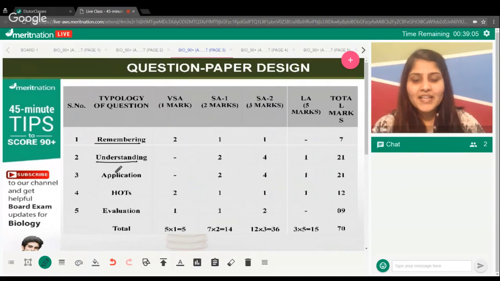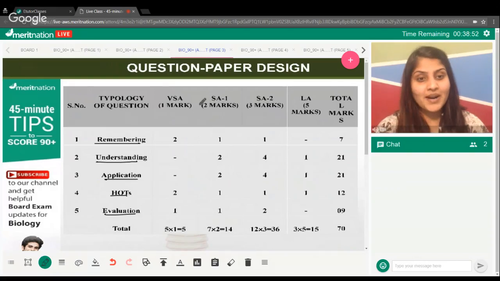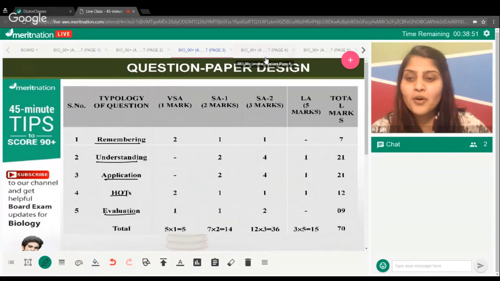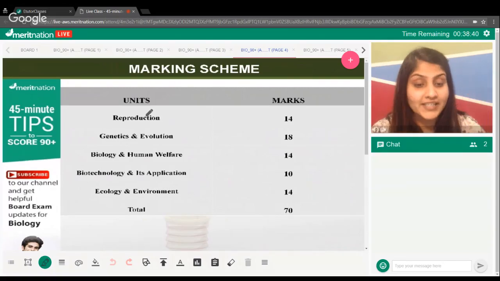Okay. Then there will be some application based questions, some high order thinking skills as well, and then evaluation questions. Okay, now this is for your CBSE board, Shyam, right? Okay, moving on. Now, important thing, let's understand what are the contents of your book, which I hope you know already, and what are their weightage.